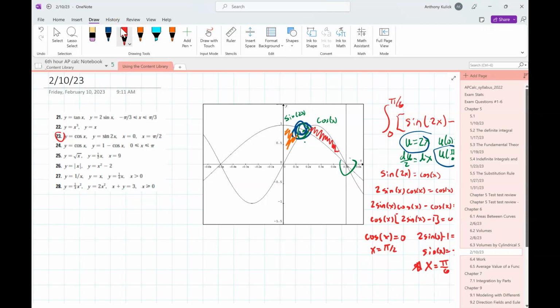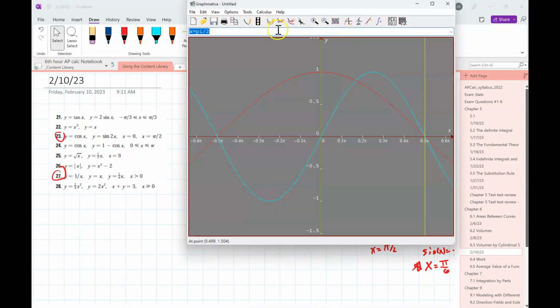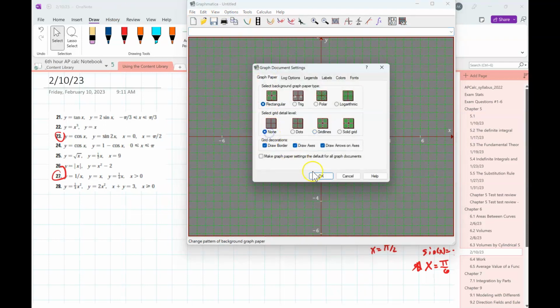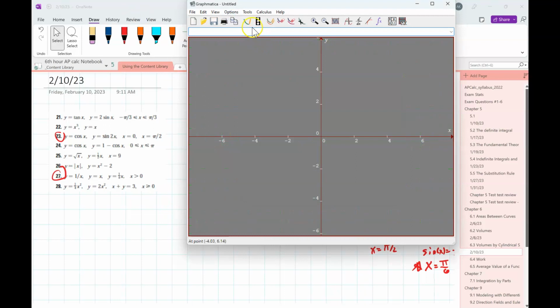Amanda. Can you do 27 for 6.1? Sure, that's right there also. Okay. So let's go ahead. I'm going to just generate a picture here real quick. Boom. Of course. So I have y equals 1 over x, and then I have y equals x, and then I have y equals 1/4 x, and I have x has to be greater than 0.